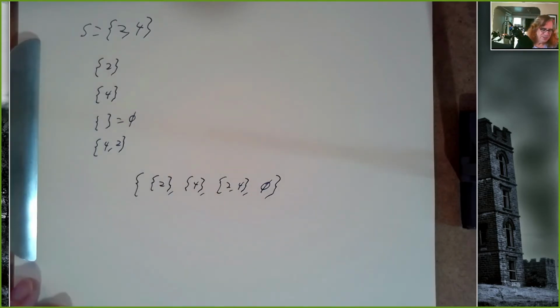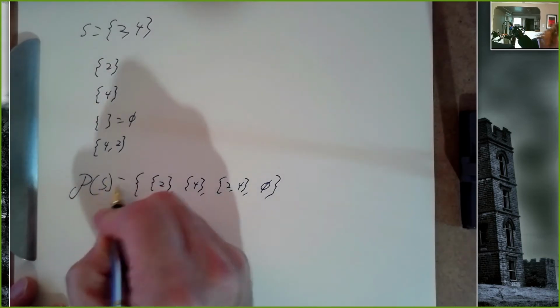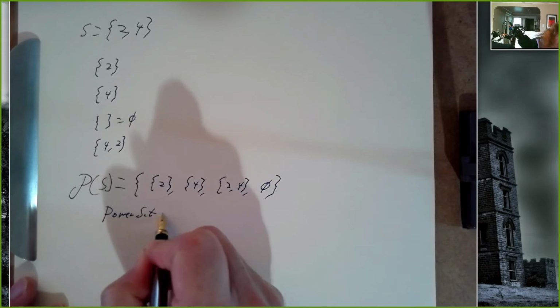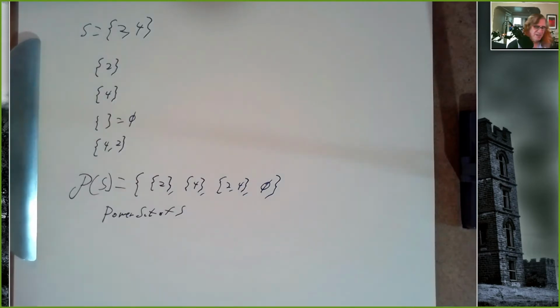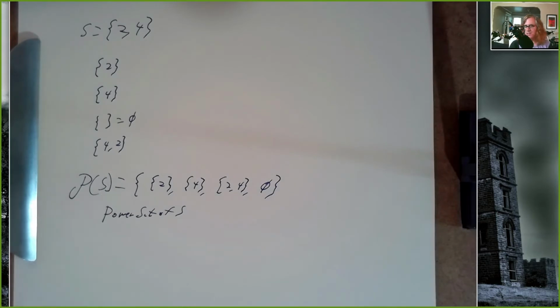And that's a really useful set, and so we have a special symbol for that. And this is called the power set. So this is the power set of S, and we can write it with this script P followed by the name of the set. So the power set of S is the set containing all the subsets of S.